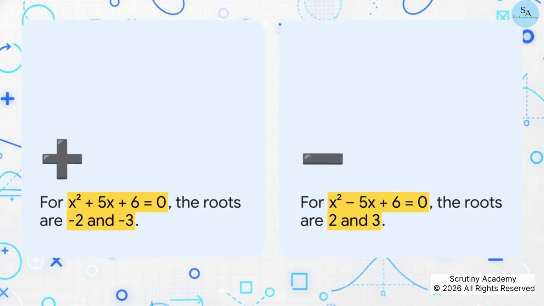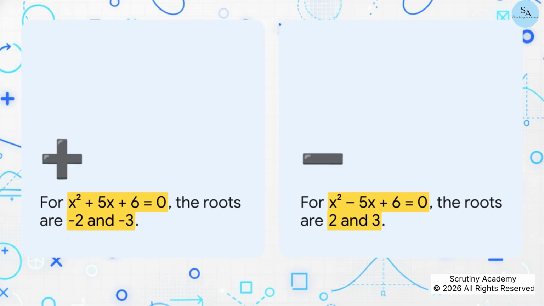All right, a quick practice round. Look at these two equations side by side. For the first one, x squared plus 5x plus 6, we need numbers that multiply to 6 and add to positive 5. That's obviously 2 and 3. So the roots are -2 and -3.